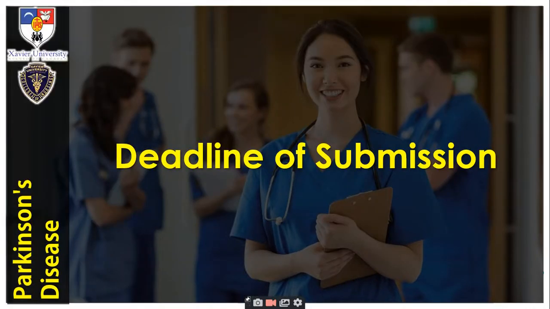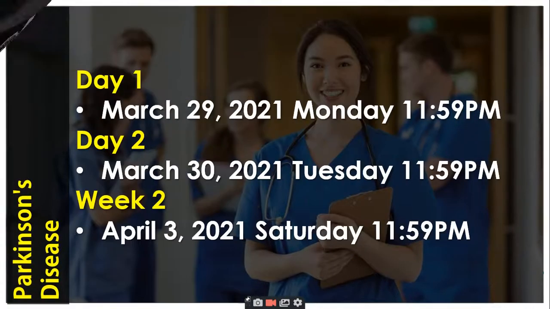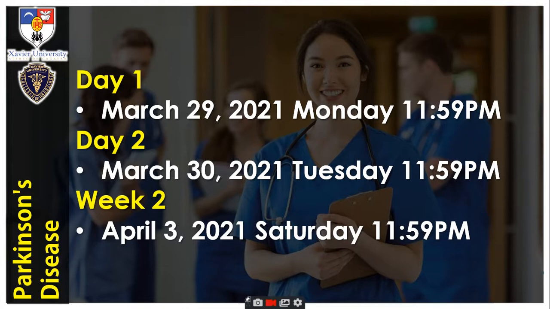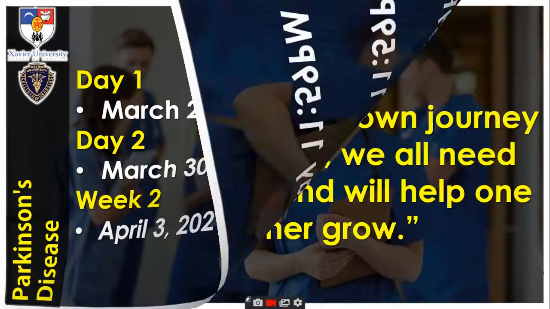Deadline of submission for these requirements: day 1, March 29, 2021, Monday, 11:59 p.m. Day 2, March 30, 2021, Tuesday, 11:59 p.m. And of course, your weekly requirements, the deadline is April 3, 2021, Saturday, 11:59 p.m.